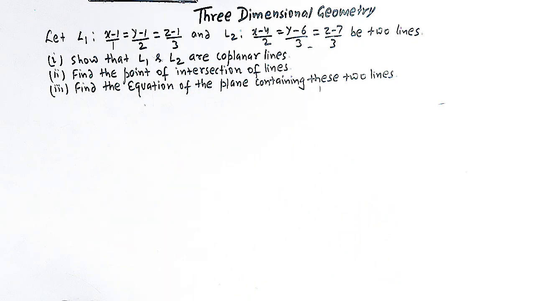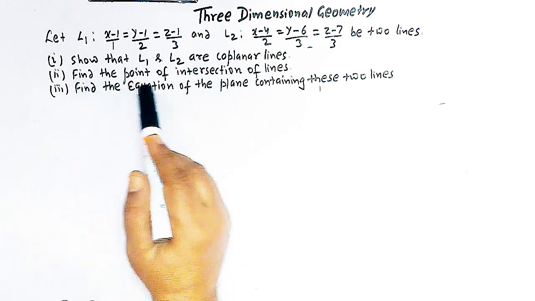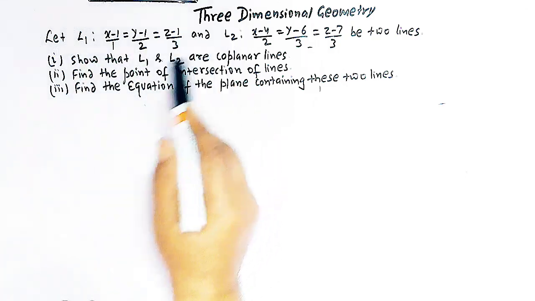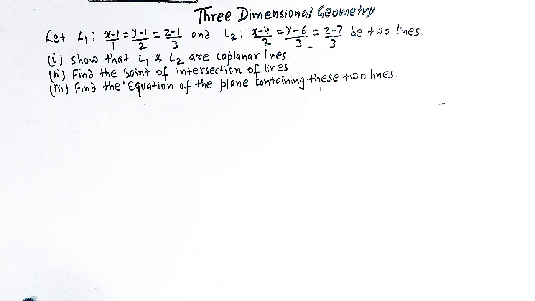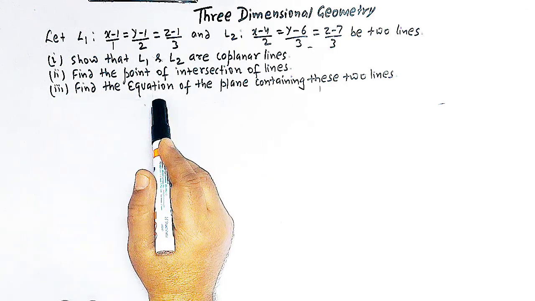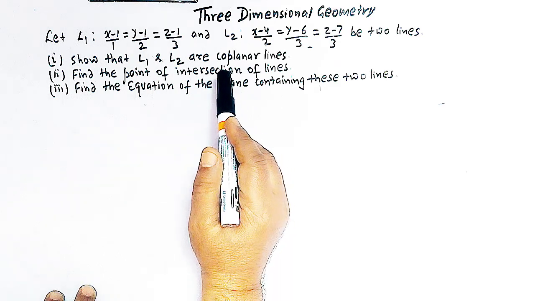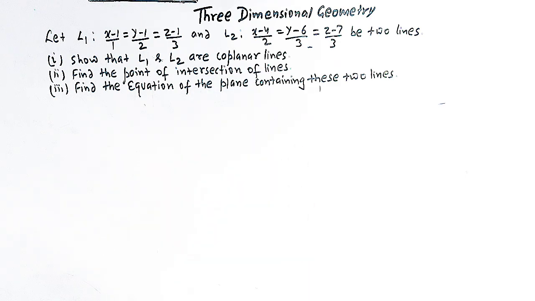So here we'll see the concept of coplanar lines, and then we have to find the point of intersection of these two lines L1 and L2, and then we have to find the equation of the plane containing these two lines. So let us first quickly see the concept of coplanar lines and intersecting lines.